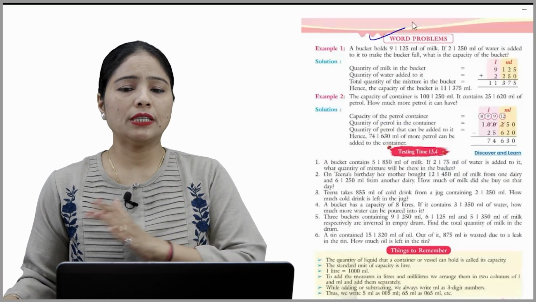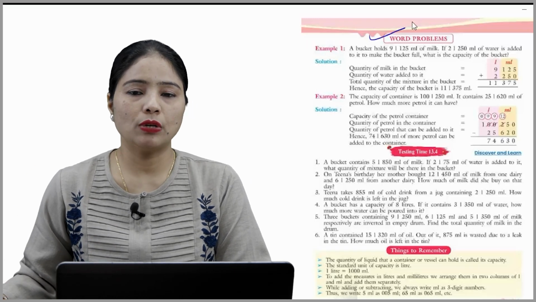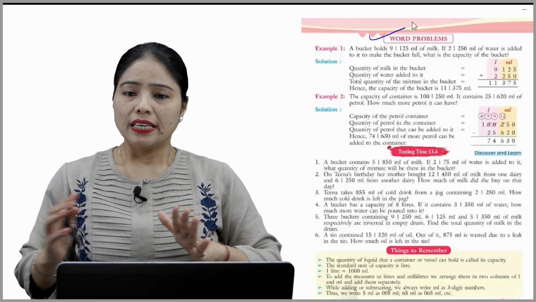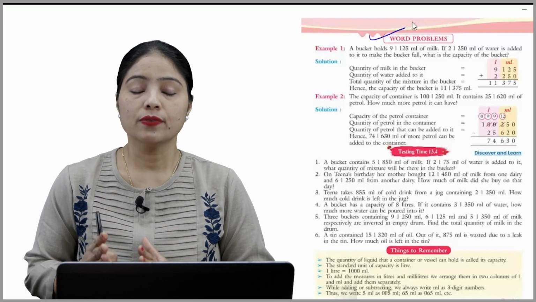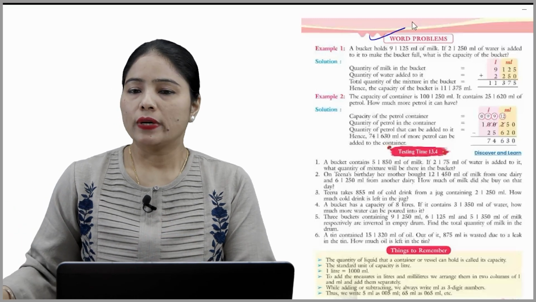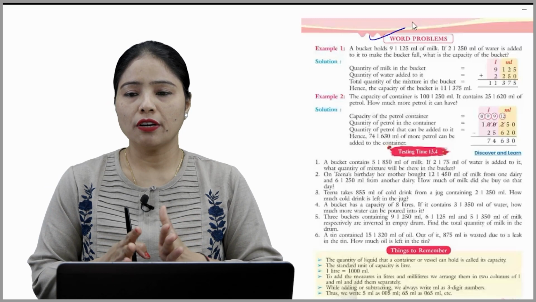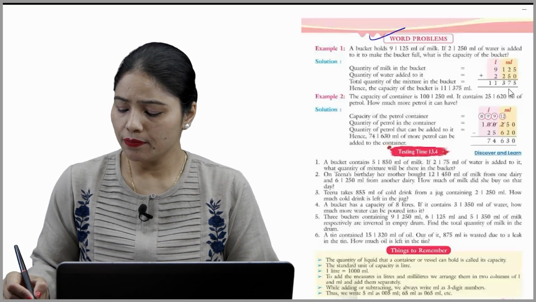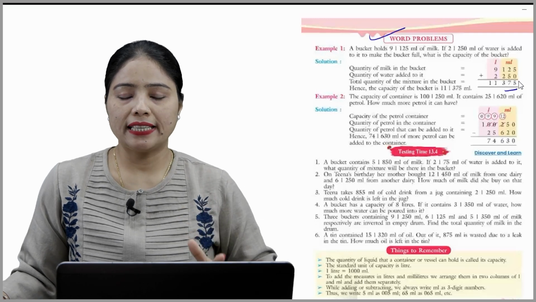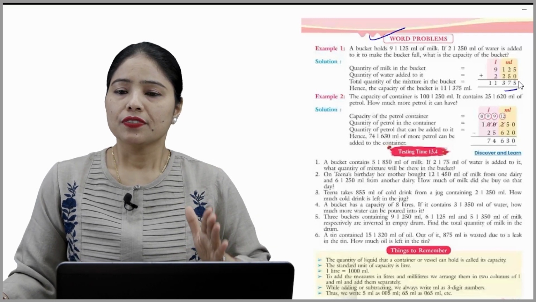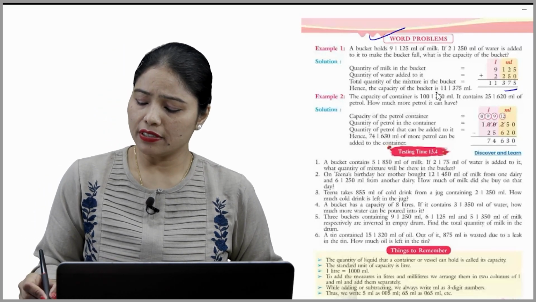So now move on, word problems. Example number 1. A bucket holds 9 liter 125 milliliter of milk. If 2 liter 250 milliliter of water is added to it to make the bucket full, so what is the capacity of the bucket? So for that we just add both the values like this. So the answer is, beta, we can say that the capacity of the bucket is 11 liter 375 milliliter. Okay, like that.